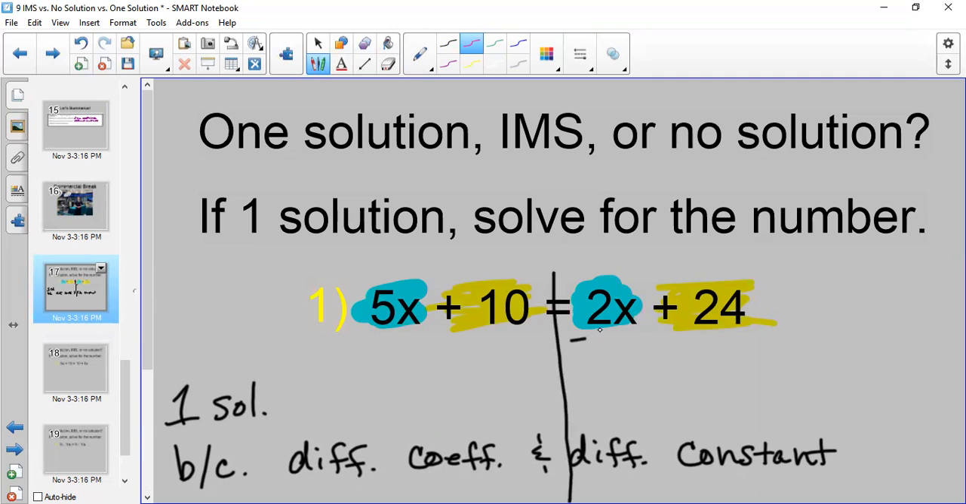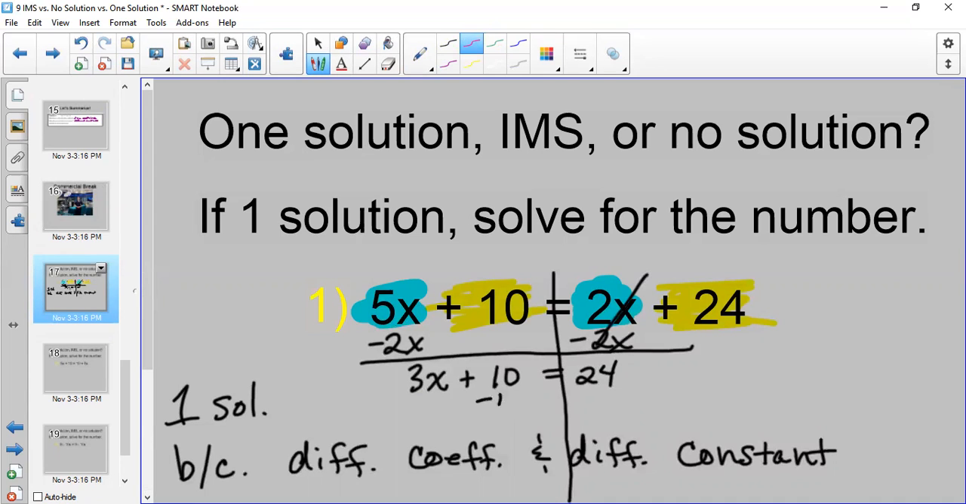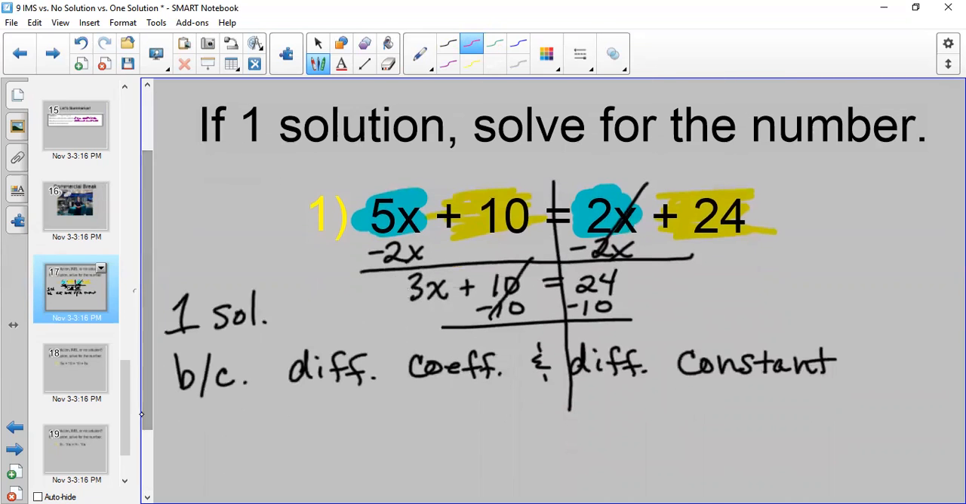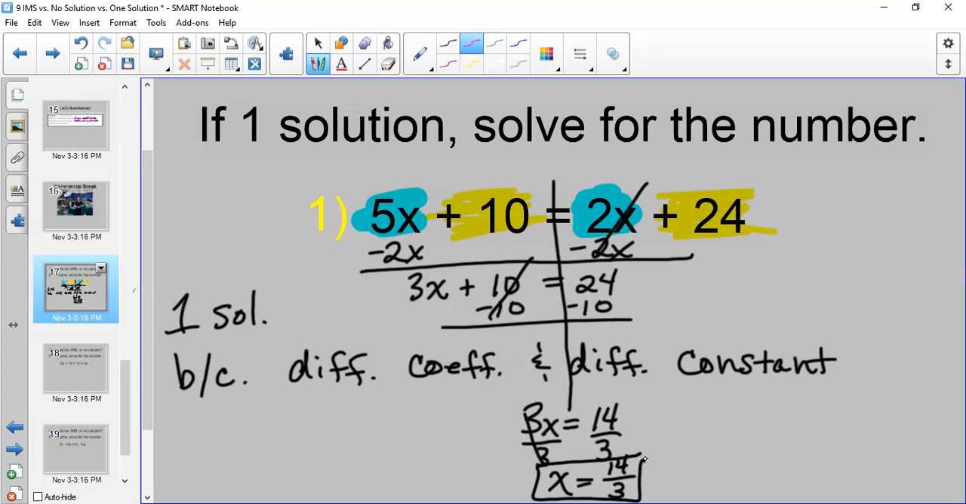Okay, so I'm going to subtract the 2x to move it to the left side. Remember, we always want our variables on the left. That gives me 3x plus 10 equal to 24. Now it's a 2-step, so I'm going to subtract 10 from 24. And I'm going to get 3x equals 14. And my last step, divide by that coefficient of 3. That gives us x equals, and it's an ugly decimal, so I'm just going to leave it as 14 over 3. All right, so that was question 1.